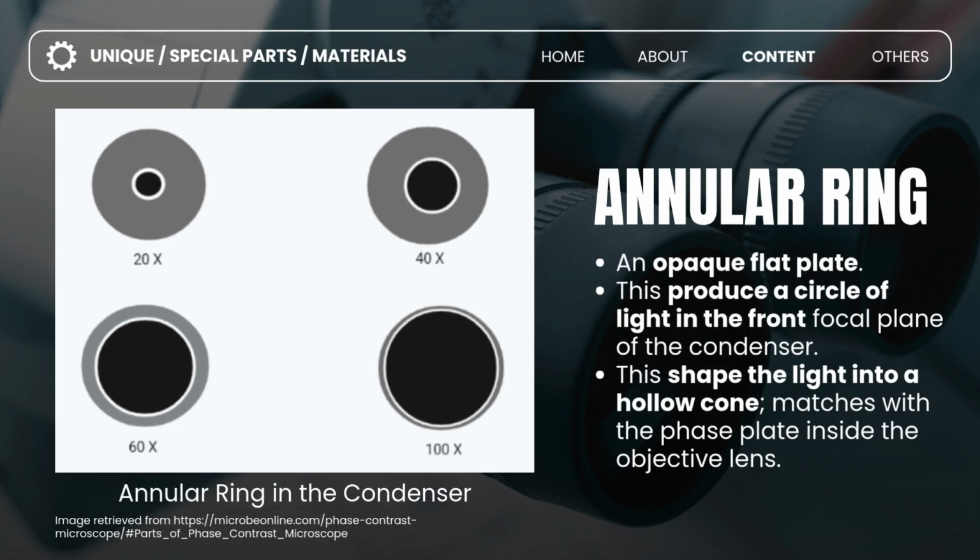But its role doesn't stop there. It also shapes the light into a hollow cone. You can think of it like a spotlight that doesn't shine in the middle but only around the edges. This special light pattern is what makes phase contrast possible, because it is designed to match with the phase plate inside the objective lens. Without the annular ring, the phase contrast microscope would simply act like a normal bright field microscope, and we wouldn't get the extra contrast needed to see transparent structures. That's why this small but critical component is considered the starting point of the whole phase contrast process.